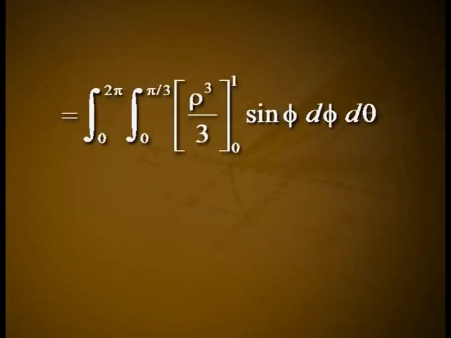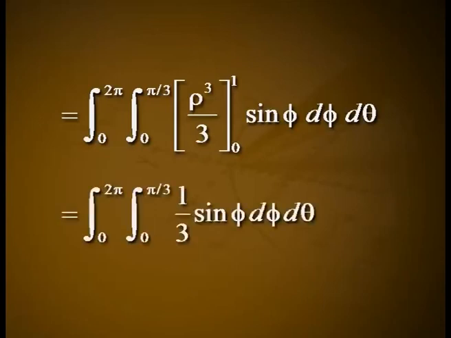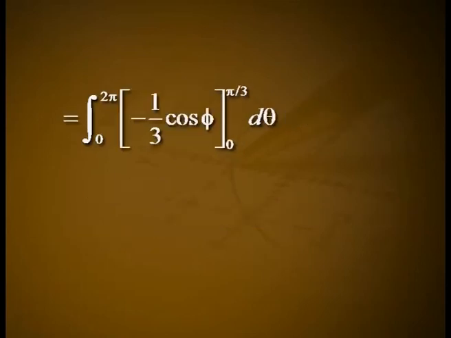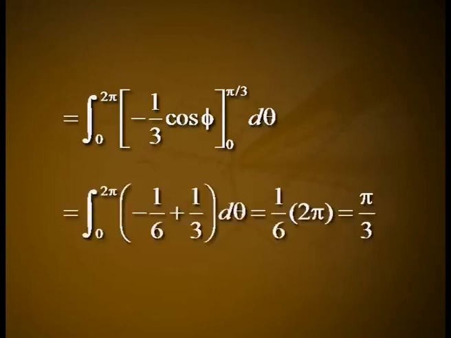that is equal to integral 0 to 2 pi, integral 0 to pi by 3 of rho cubed by 3 over the limit 0 to 1 times sin phi d phi d theta, that is equal to integral 0 to 2 pi, integral 0 to pi by 3 of 1 by 3 sin phi d phi d theta, that is integral 0 to 2 pi of minus 1 by 3 cos phi over the limit 0 to pi by 3 d theta, that is integral 0 to 2 pi of minus 1 by 6 plus 1 by 3 d theta, which is equal to 1 by 6 times 2 pi, that is equal to pi by 3.